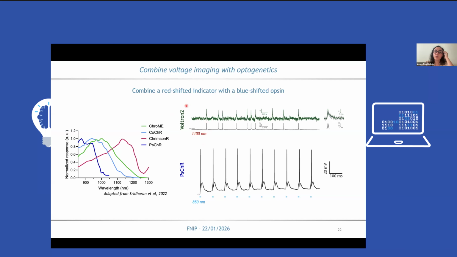And so this is where the Voltron 2 comes back. As I was telling you, this one is activable at 1100 nanometers, so we can record with really red-shifted wavelength. And we know that there are also many opsins which are more active in blue-shifted wavelengths, like the PACHR here, which is the dark blue curve here. We have shown previously that these opsins can be activable at 850 nanometers. And since this opsin is not active at 1100 nanometers, we have hope that we could actually combine both of them and really get a crosstalk-free combination to perform crosstalk-free experiments.